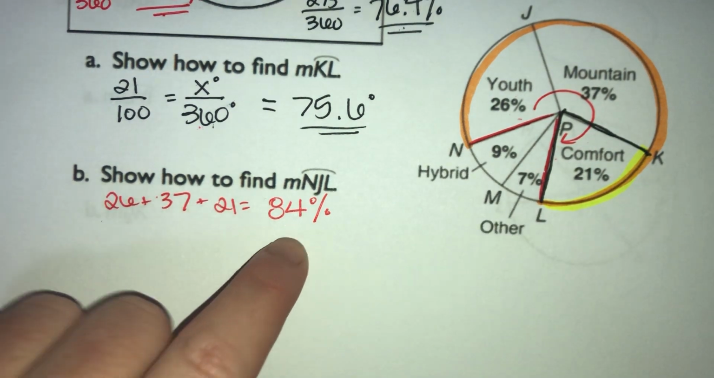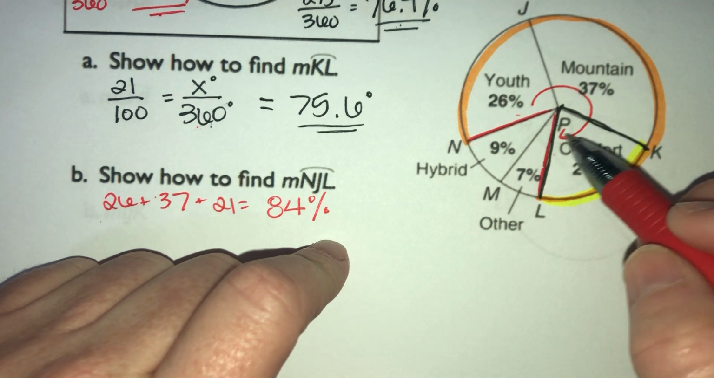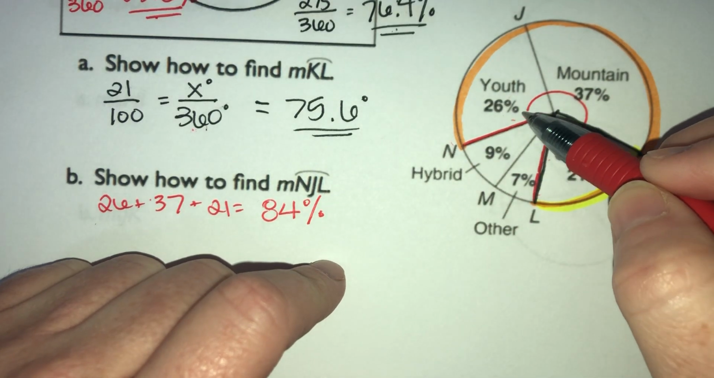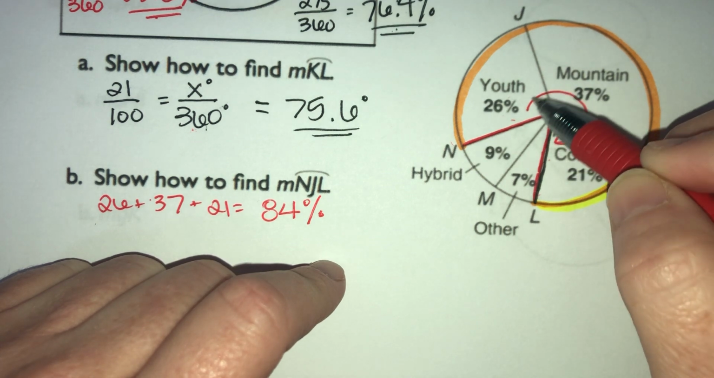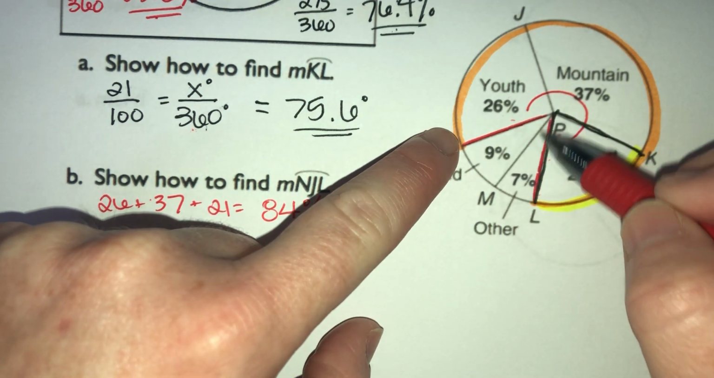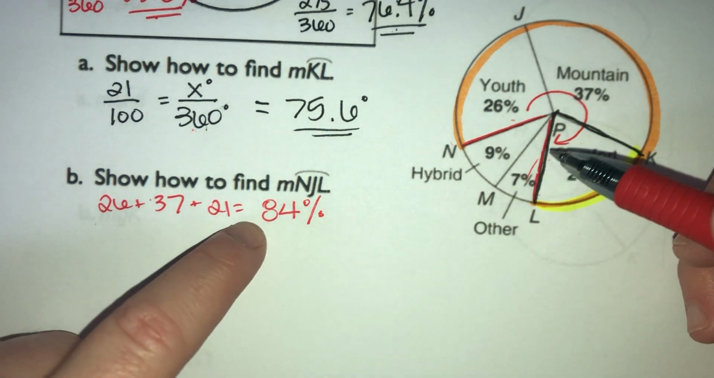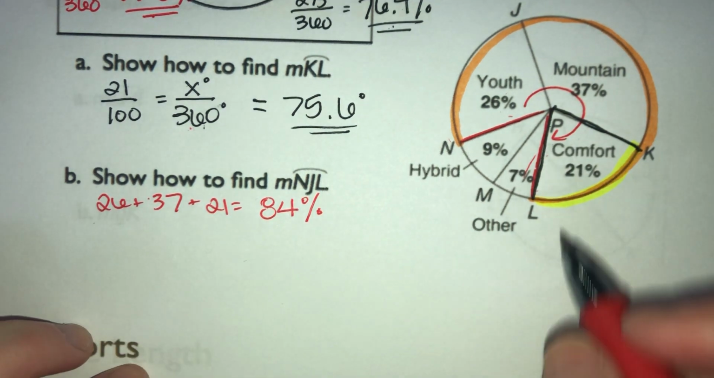So 84% of my circle is this whole big section. I want to find the measure of the arc, which is the same thing as the measure of all these interior angles added together. We're just not counting this little piece, right? Everything but that.